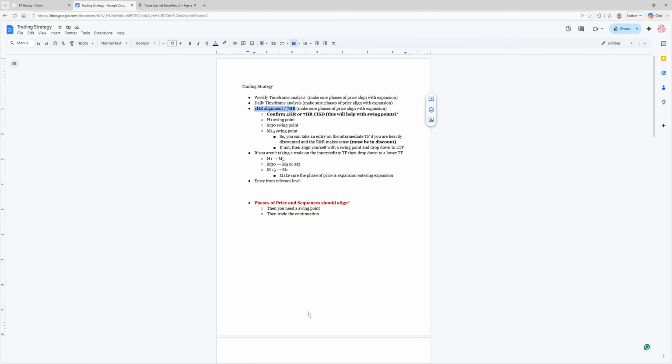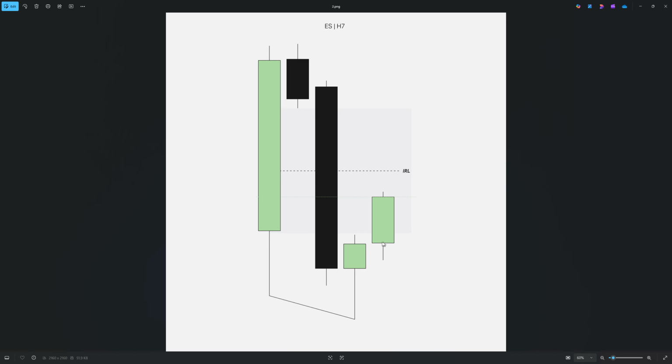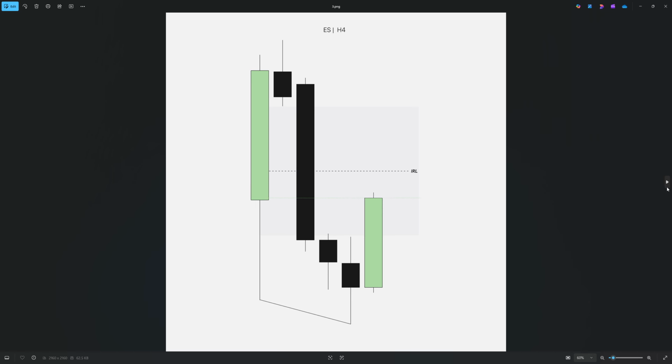So what's next? Then we want to confirm the 4 hour or 7 hour CISD, change in state of delivery. This will help with swing points. So then we want to go down to a lower time frame to confirm the change in state of delivery, and that's basically the time frame.